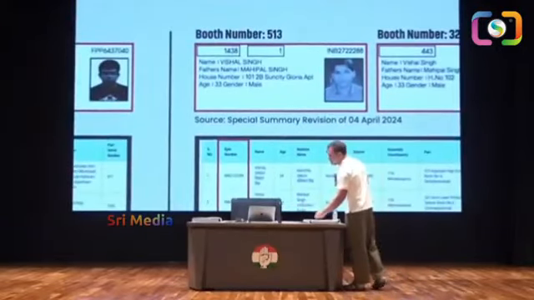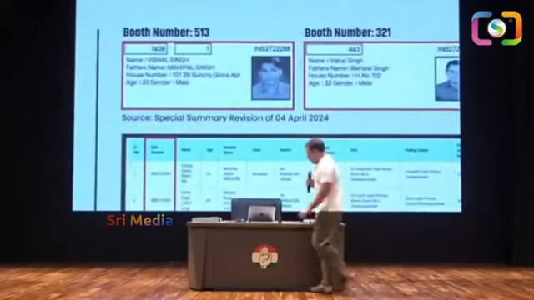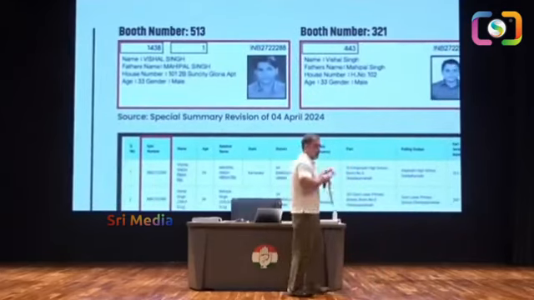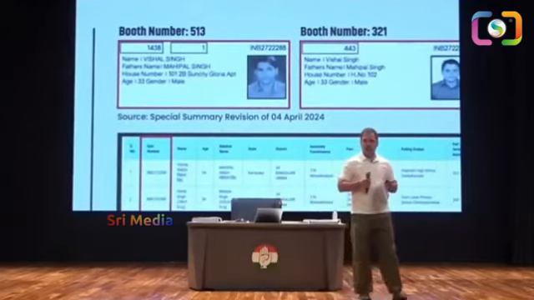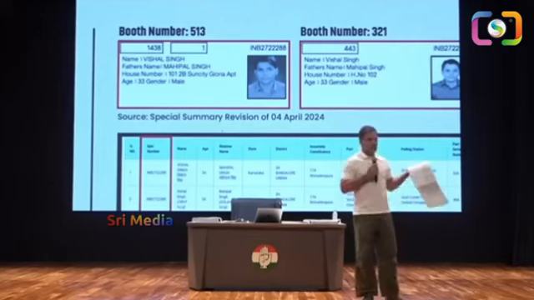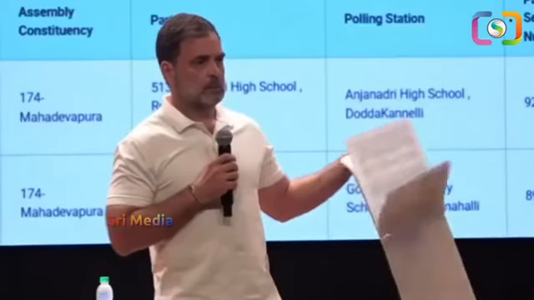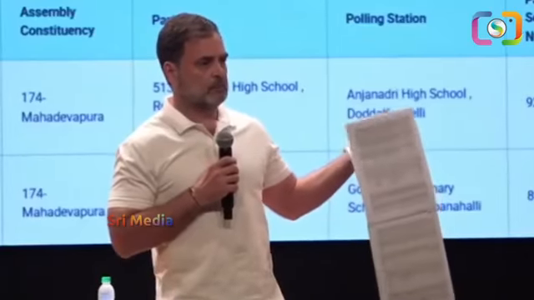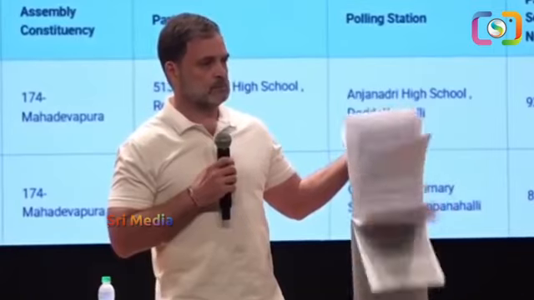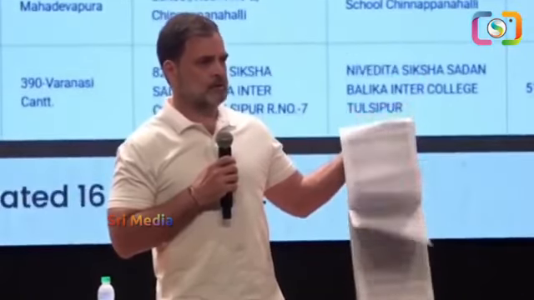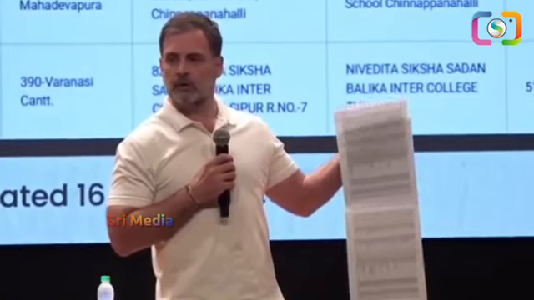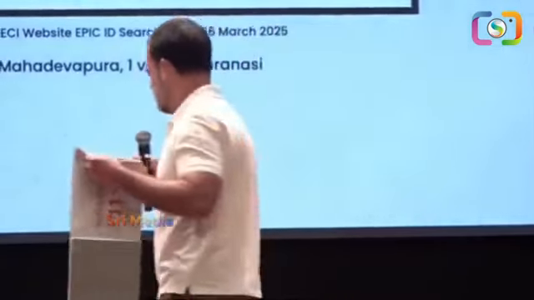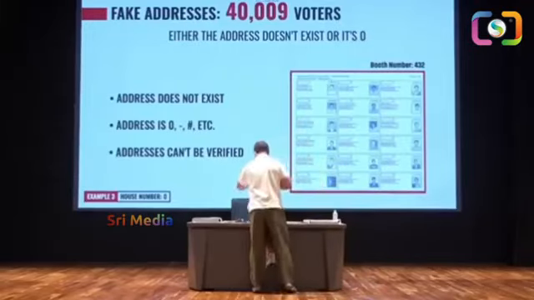Here is the list of duplicate voters. These are all the people who have voted multiple times in Karnataka. That's the names, that's their addresses, that's the polling booths where they registered to vote. Okay? Next. Fake addresses.